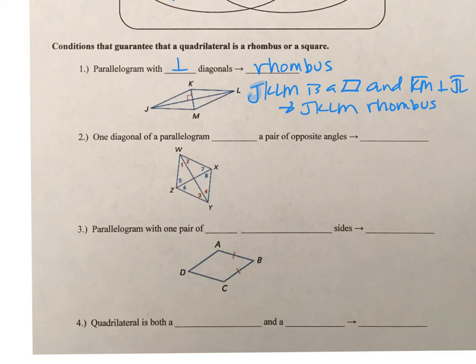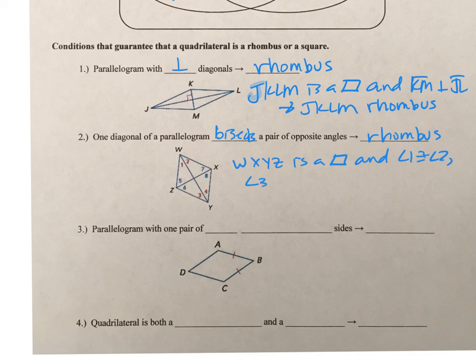Okay? Condition number 2 says if one diagonal of a parallelogram bisects a pair of opposite angles, then that guarantees that that parallelogram has to be a rhombus. All right? So let's write that in terms of this diagram. So we're going to assume that WXYZ is a parallelogram, and we're going to assume that angle 1 is congruent to angle 2, and angle 3 is congruent to angle 4. So we have a parallelogram with one diagonal that bisects a pair of opposite angles.